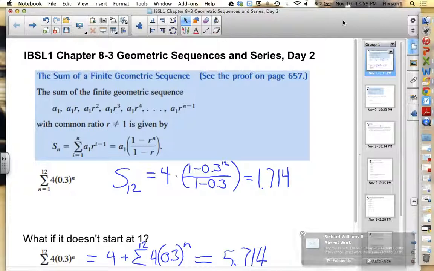These 5 formulas: the general definition for an arithmetic sequence, a sub n equals d times n minus 1 plus a sub 1. The partial sum of an arithmetic sequence, n over 2 times a sub 1 plus a sub n. And then the geometric sequence formulas. The general term definition is a sub n equals a sub 1 times r to the n minus 1. And then the sum of a finite series we looked at on Friday, s sub n equals a sub 1 times 1 minus r to the n over 1 minus r.